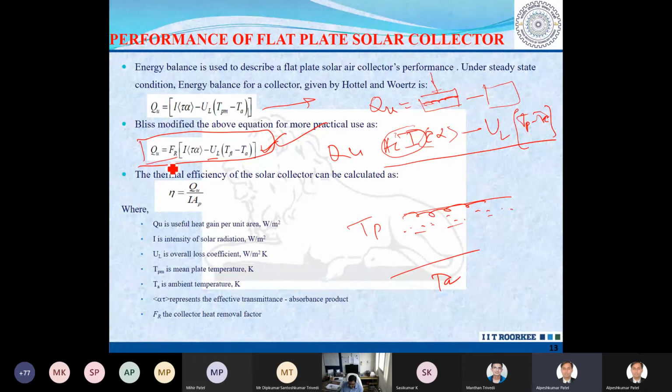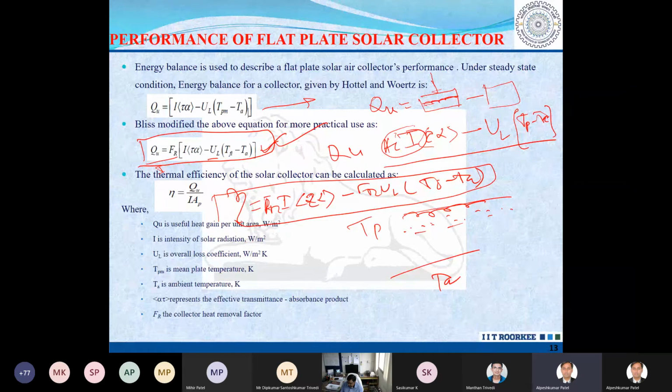And then if you divide this by I, finally the equation for efficiency will be just I tau alpha minus FR also will be there, FR UL (Ti minus T). So this is the final expression, and here we can say that this is a straight line equation.